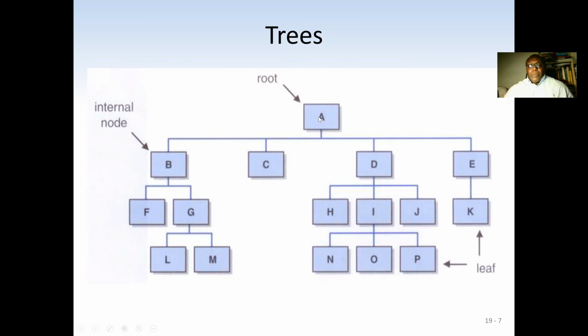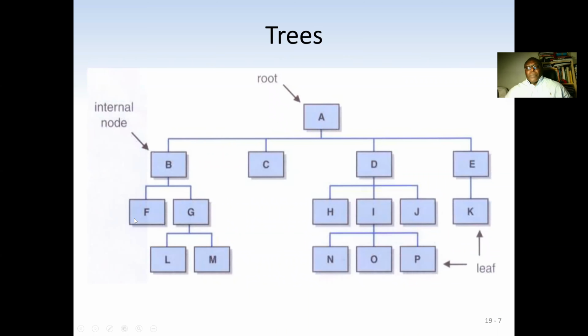So in this diagram here, the root A has children B, C, D. And B is an internal node because it has a parent and also it has children. So B's children are F and G. And G also has two children, L and M. So G also is an internal node. F is a leaf, it doesn't have any children.